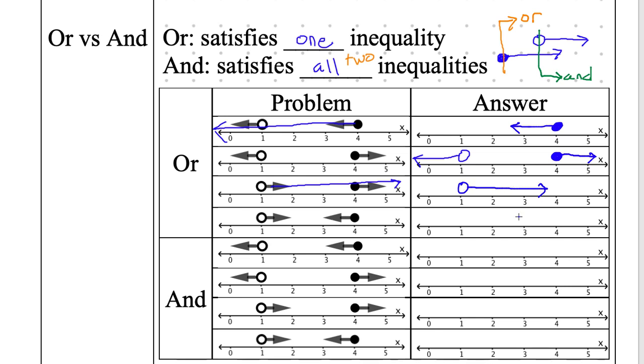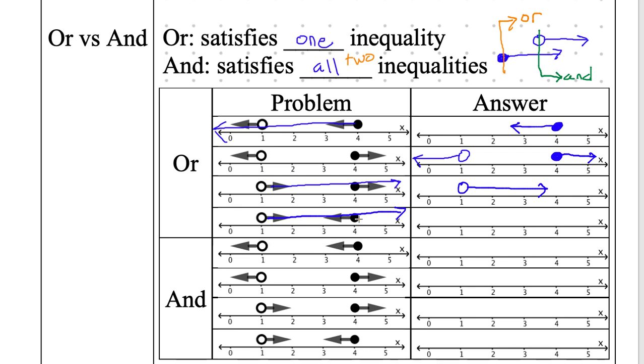So the answer here is, I can't be at 1, but everything to the right of 1, that is a solution. And our last possibility for OR is, what if you're going to the right from this point, I'm going to the right, and I go all the way. It doesn't stop. It continues all the way because this arrow says, go to infinity to the right.